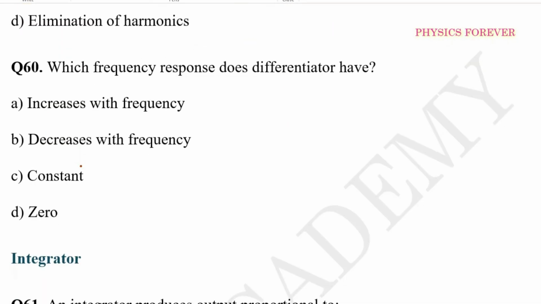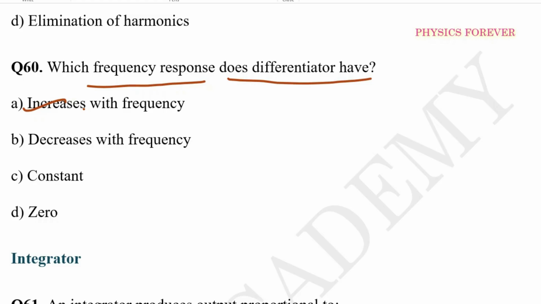Then, which frequency response does the differentiator have? The option: it increases with frequency. So the differentiator gain is directly proportional to frequency.